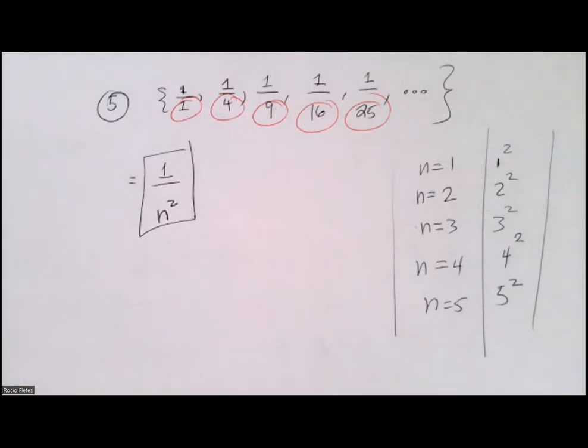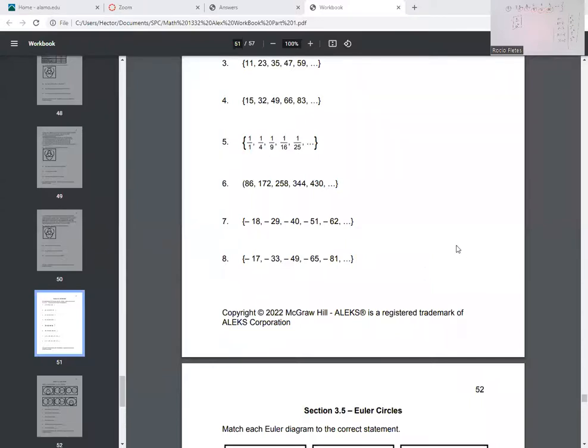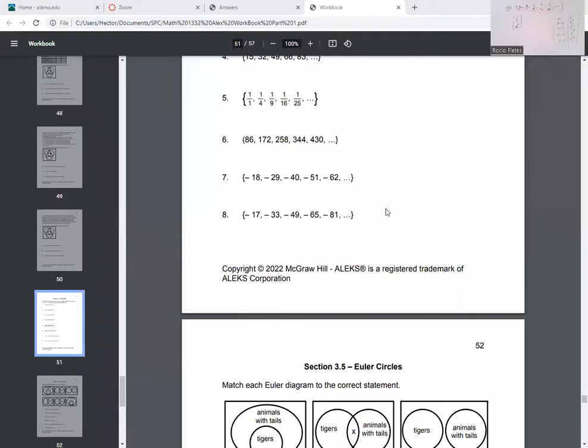And let's take a look at the last one. The ones that involve multiplication are usually easier. The ones that don't involve multiplication are a little bit harder. Like, look at number 7, for example. That one. Let me write it. It's negative 18, negative 29, negative 40, negative 51, negative 62, and then it keeps going.